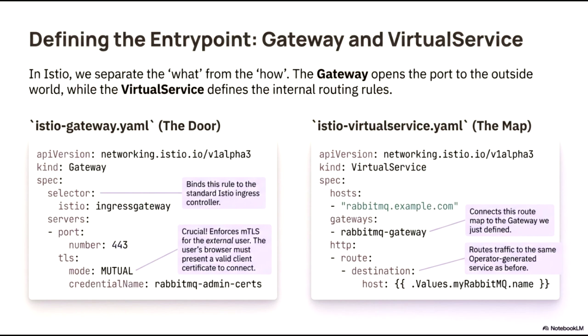Once the traffic passes through the gateway, the virtual service on the right takes over. This map defines the host as rabbitmq.example.com and explicitly connects it back to the gateway we just defined. The HTTP route then specifies the destination, using a template variable to route traffic directly to the operator-generated service. This modular approach allows us to manage external access and internal routing logic as separate, clean configurations.